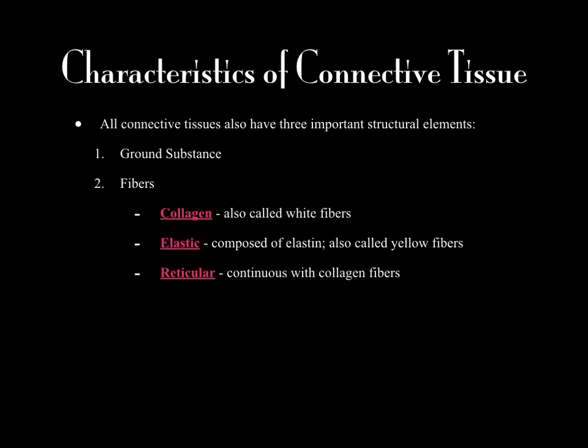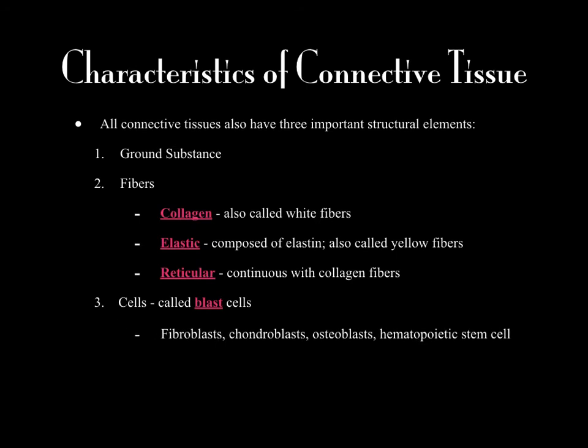All connective tissues also contain cells, and the cells of connective tissues are called blast cells. These cells include fibroblasts, chondroblasts, osteoblasts, and hematopoietic stem cells. Fibroblasts are the cells of connective tissue proper. Chondroblasts are the cells of cartilage. Osteoblasts are bone-forming cells. And finally, hematopoietic stem cells give rise to the blood cells.